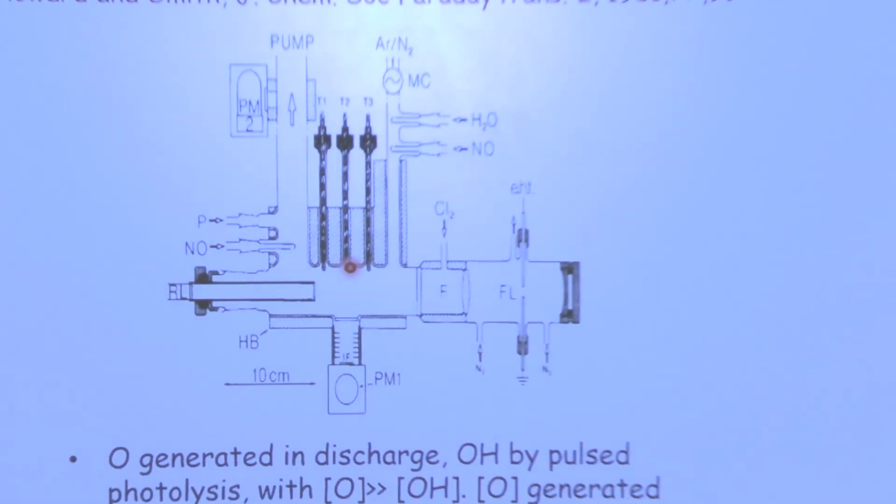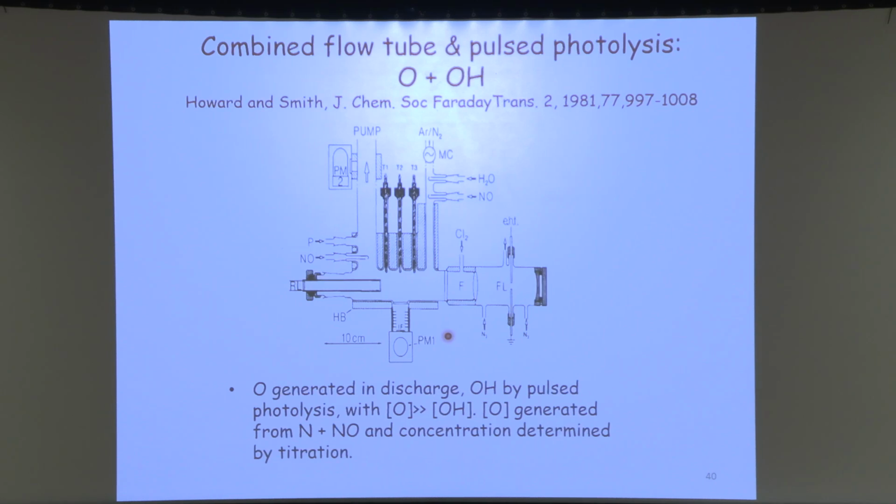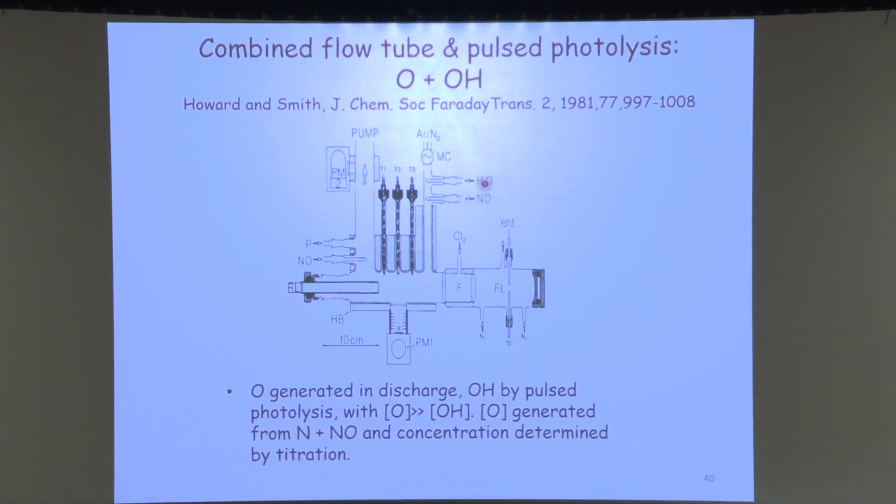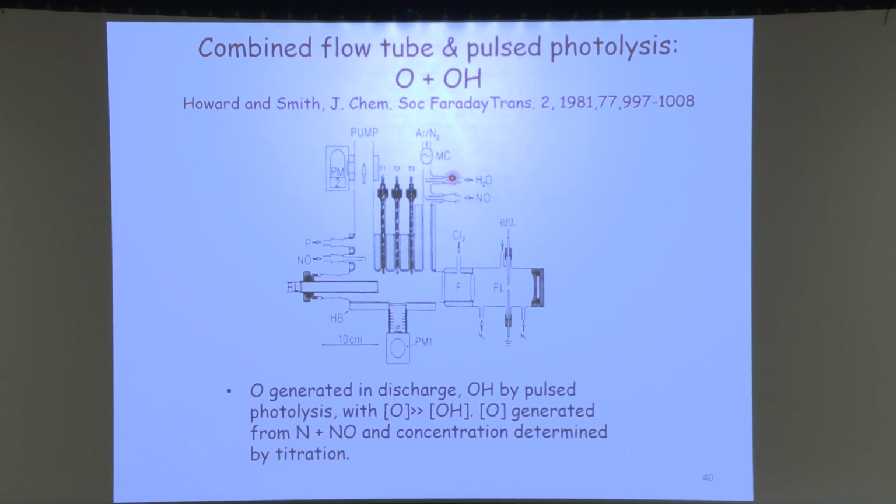This is one where they used O atoms. Let's see, where are they making them here? Here we go. I think they're flowing in water, and they have a plasma thing that's going to make some of the water break up into O atoms. And so they flow it, and then they mix with the other stuff, and then they pump it all out at the end. So they're flowing it down.